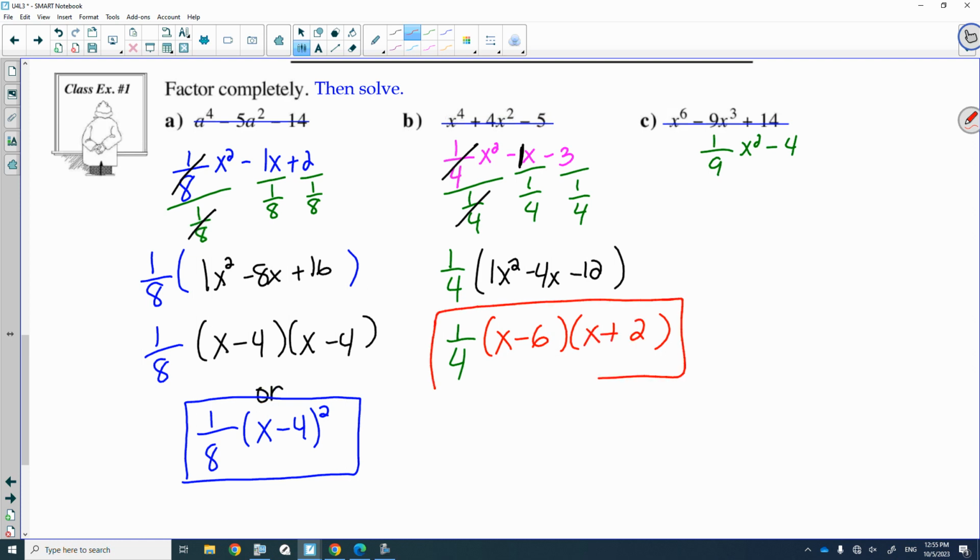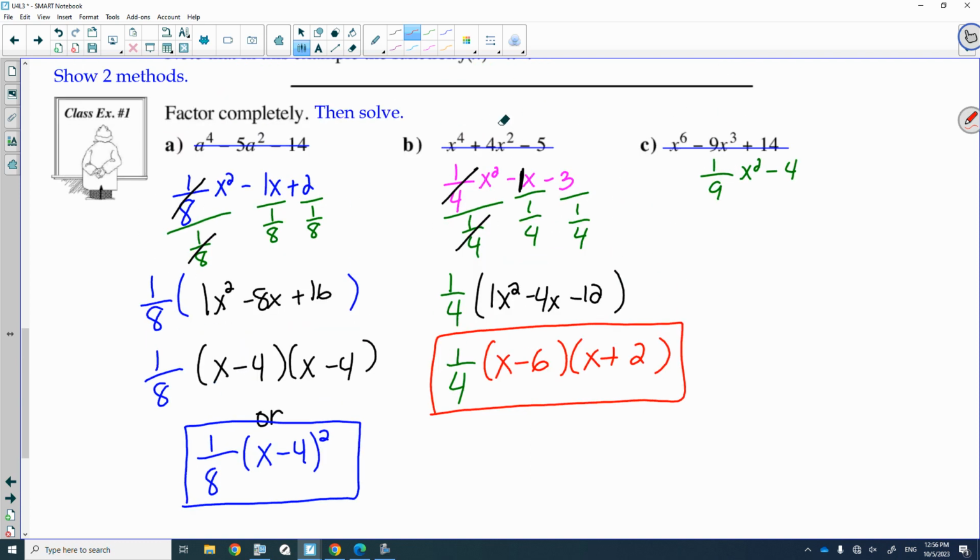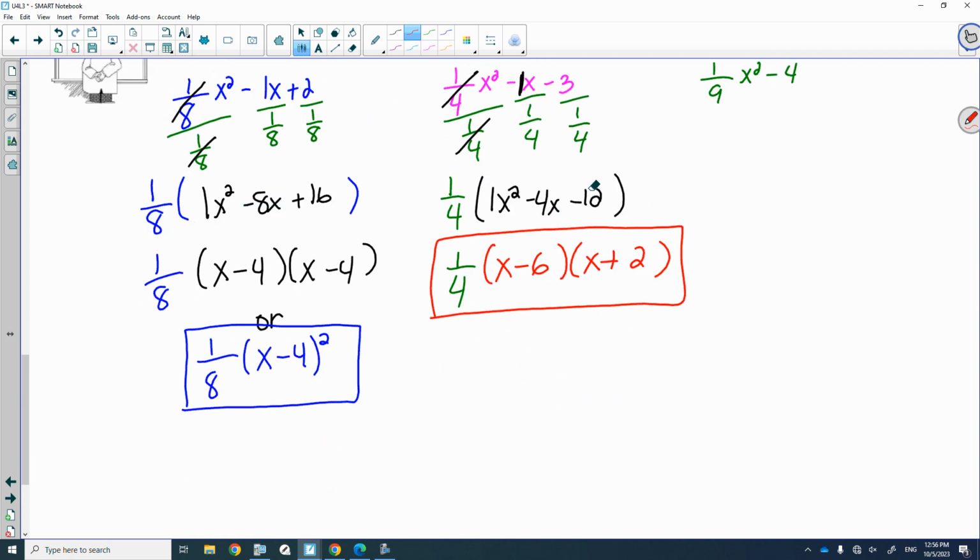Just out of curiosity, this graph, if I put a y here, the a value is a quarter, which means it's going to open up and it's going to be a nice wide graph. How many of you are able to look at this and tell me what the x-intercepts of the graph would be? Do you know what this x-intercept would be? It'd be 6. And what would this x-intercept be? -2. What's the y-intercept of this graph? Look at the original equation.